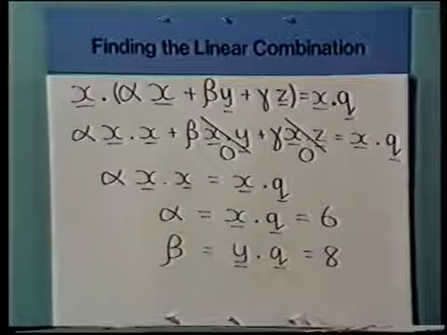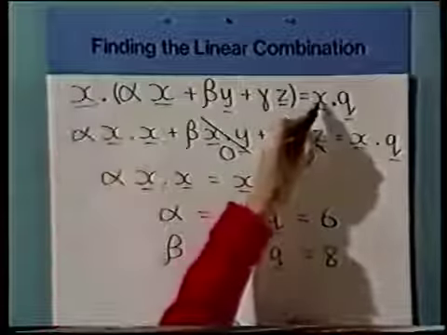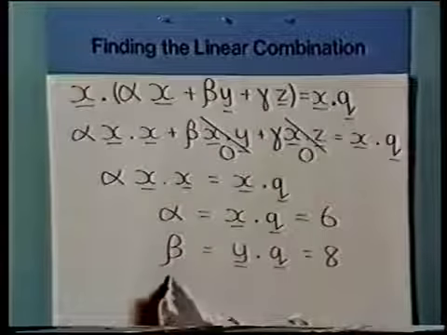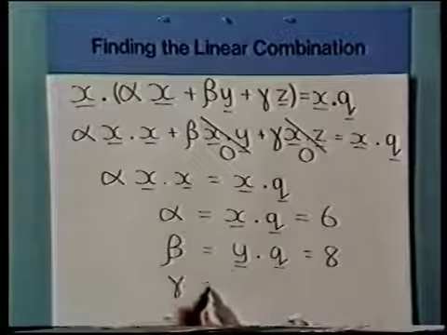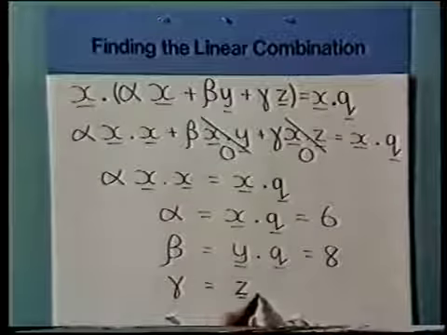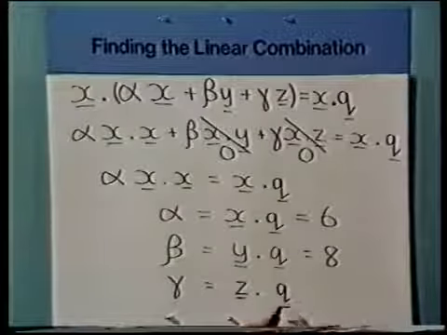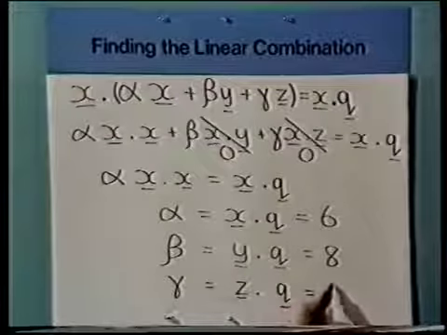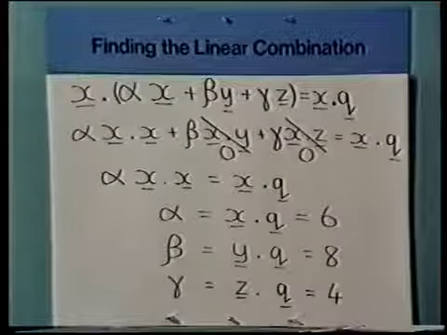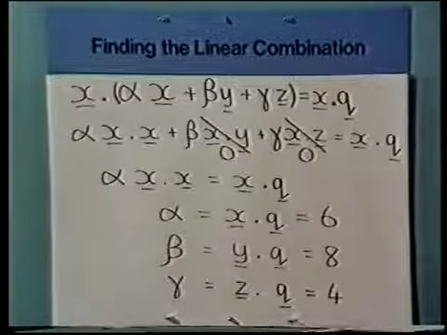And we could have gone through the same process with a z instead of an x, and we'd have ended up with gamma equals z dot q. And that you can calculate as well. It's just 4. So in other words, we haven't had to solve any simultaneous equations at all. If we want to calculate the values of alpha, beta, and gamma, all we've got to do is to take the dot products x dot q, y dot q, and z dot q. And that's much easier than what we had before.